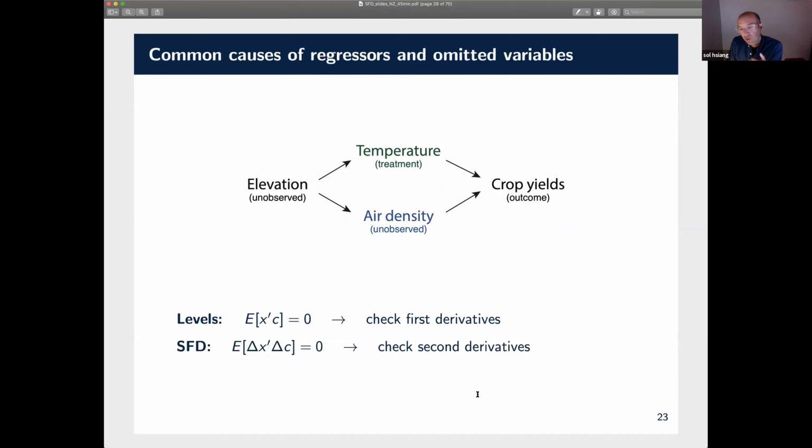There's a bit of formal treatment in the paper about this particular issue, which is what if you have some variable that causes both your treatment and unobservables? And it turns out that SFD is fairly robust to this particular context because you actually need the second derivatives of these two variables. So in this case, the second derivative of temperature with respect to elevation to mirror the second derivative of air density with elevation in this particular diagram I've drawn here. And that's actually fairly rare in practice.